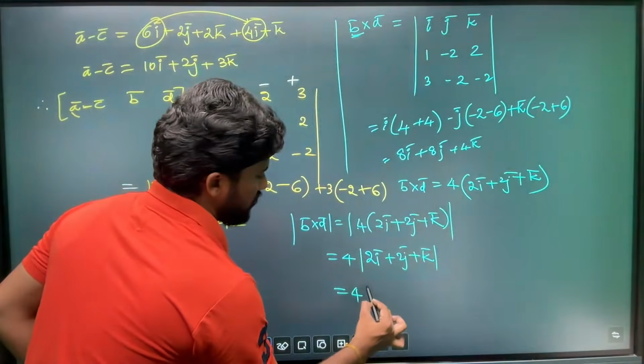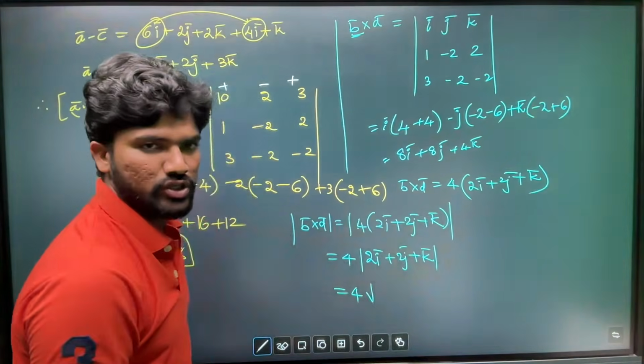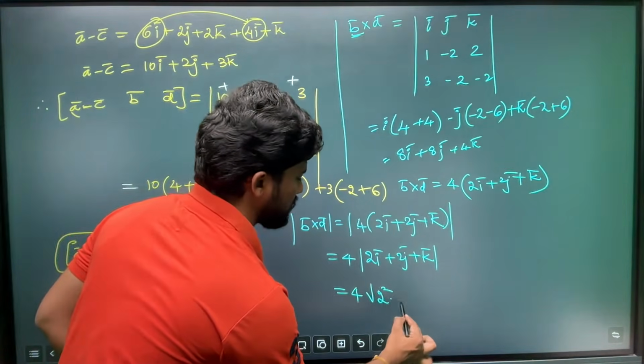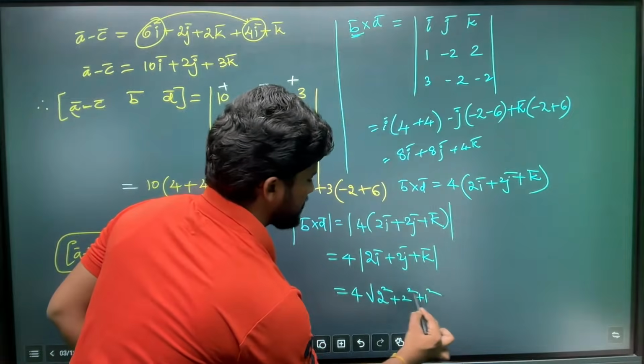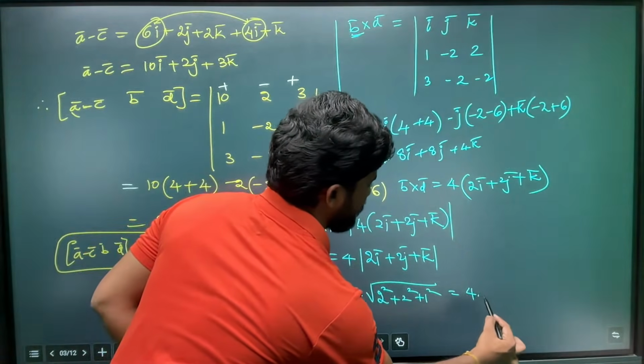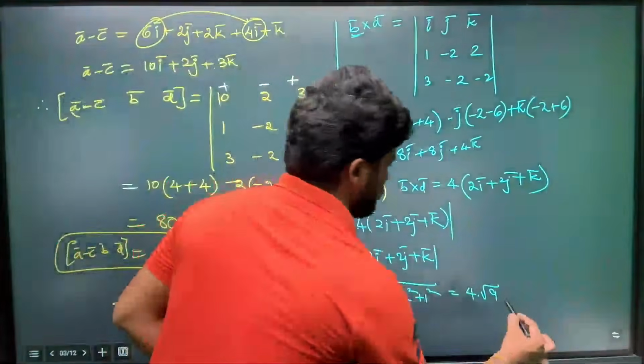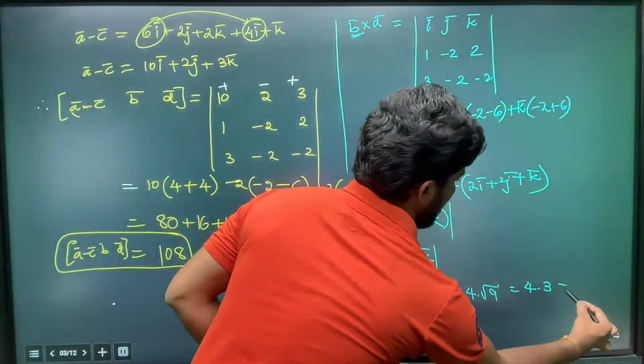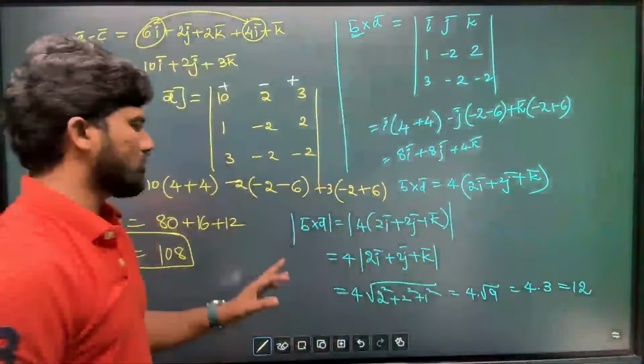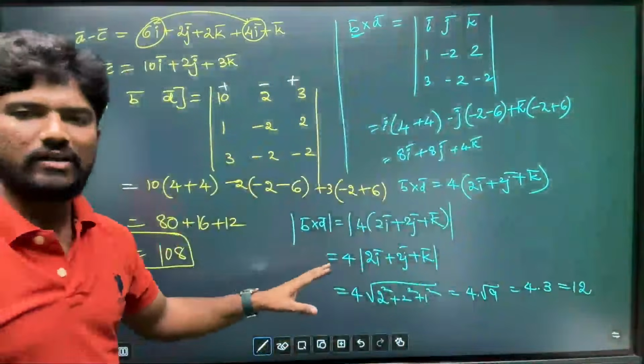So 4 into what is modulus of 2i bar plus 2j bar plus k bar? So therefore 2 square plus 2 square plus 1 square. So therefore 4 into root 9. 4 plus 4 plus 1 is 9. What is root 9 value? 3. 4 into 3, how much? 12. Okay, so mod b bar cross d bar value is 12.